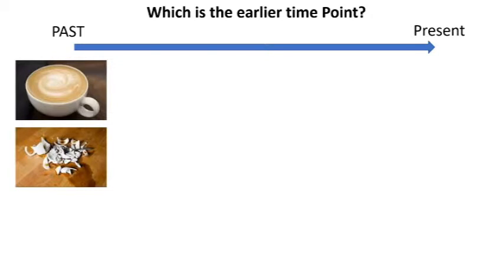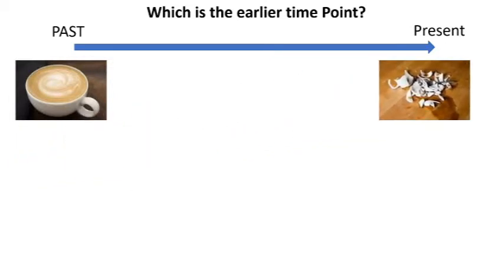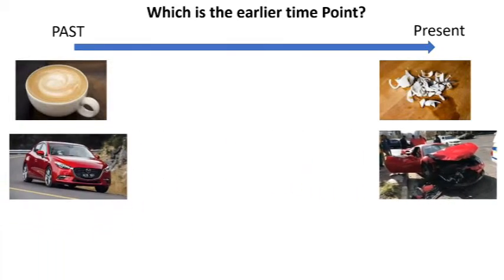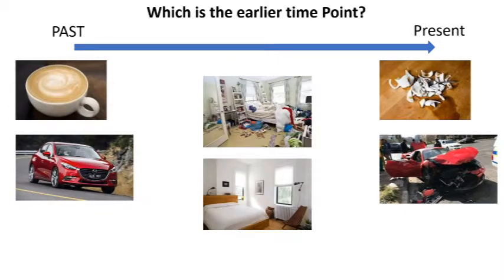It is now time for an exercise. What I would like you to do is look at the two pictures and place them in chronological order. I think the first one is pretty easy, and it goes like this. What about the second one? Again, I think it is pretty easy in that we can put the smashed up car in the present and the lovely, nice car in the past. What about this one? Well, this is trickier because you could put it either way around.